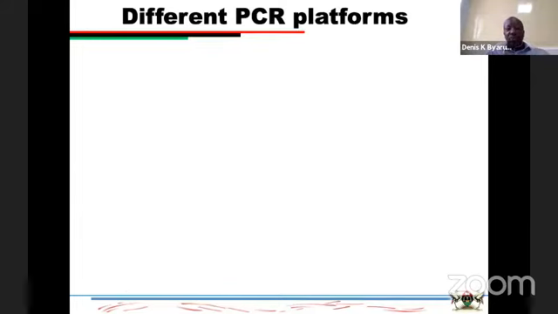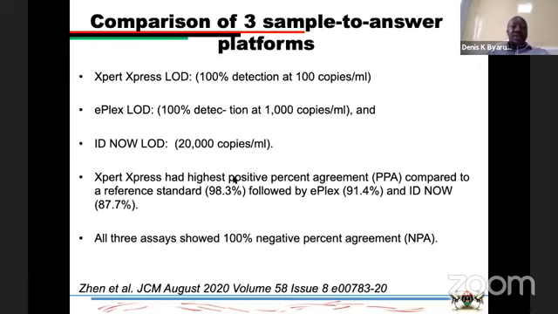And I will not go into the other platforms, but just go to again show you tests that are currently being used in terms of sensitivity. So for example, in a study done by Zen in 2020, they used the Xpert, which was found to be more sensitive with the level of detection up to 100 copies, and they were able to detect 100%. The ePlex up to 1,000 copies, but the EID now is. And so these variations of these are very, very critical.